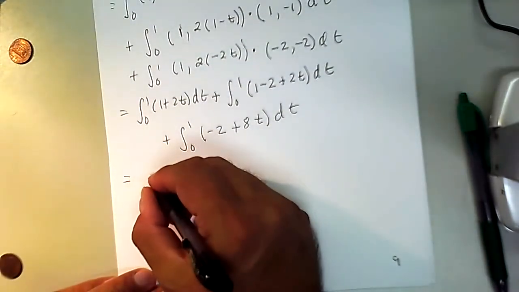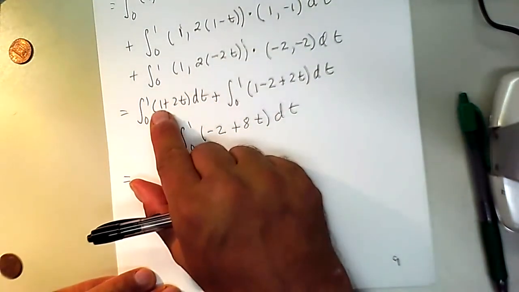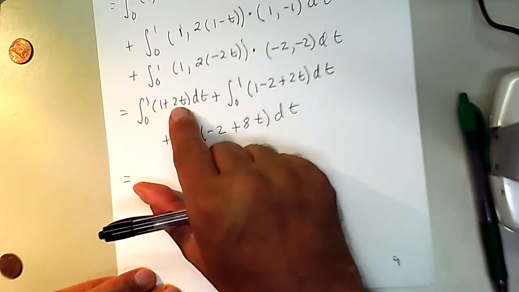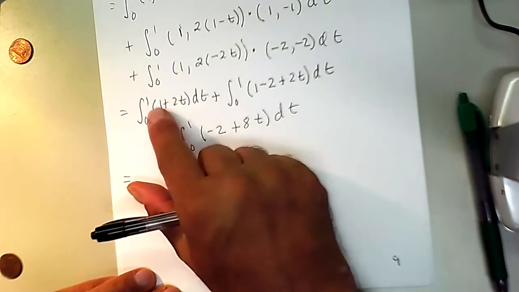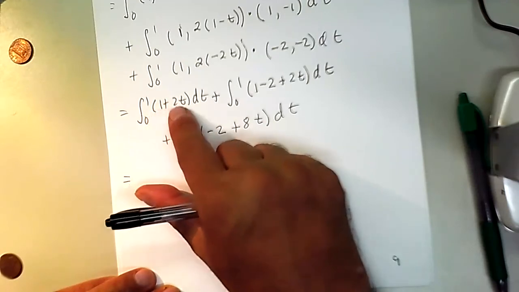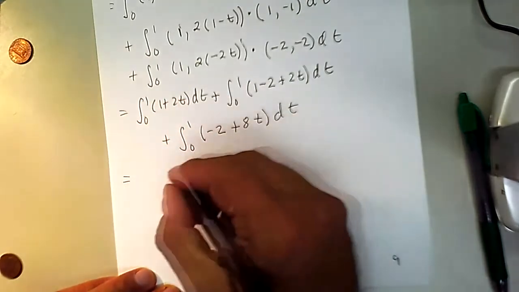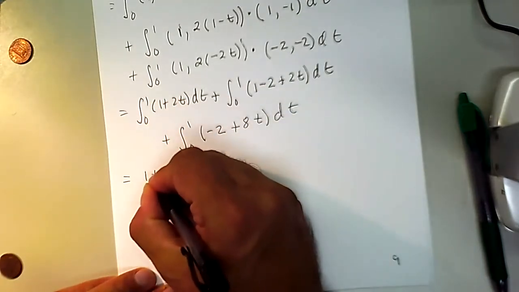So we're almost there. That's going to be t plus t squared. But we're going to plug in 0 and 1. So t plus t squared, it is 2t squared over 2, but the 2s simplify. So we're going to end up with 1 plus 1.